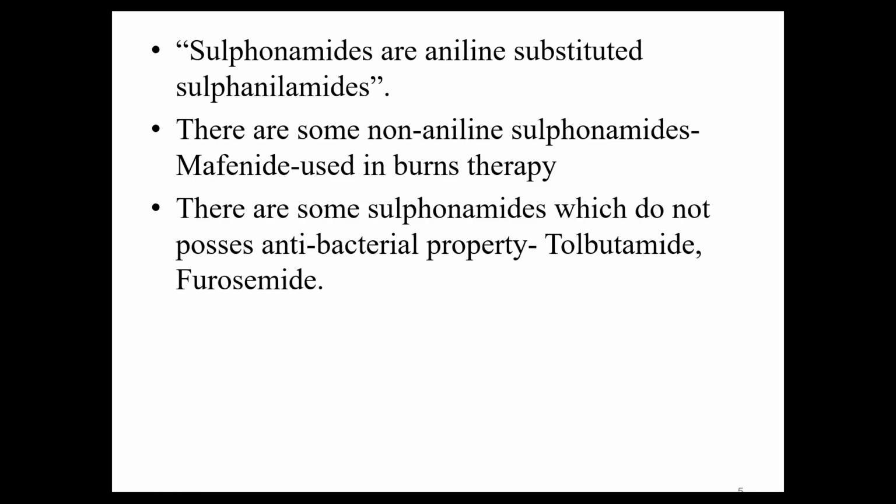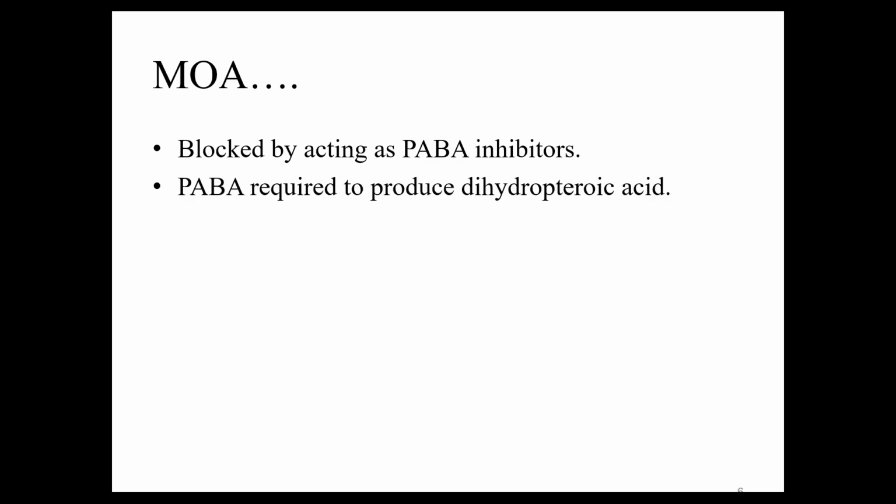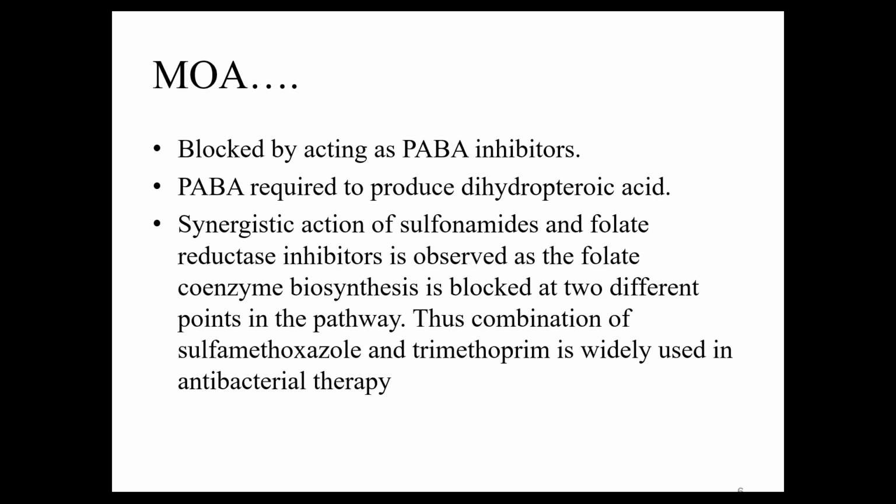We have already covered all this. We just now discussed the mechanism of action. They are PABA inhibitors. PABA is required to produce dihydropteroic acid. Then there is the synergistic action of sulfonamides and folate reductase inhibitors, that is trimethoprim, which inhibits dihydrofolic acid from getting converted to tetrahydrofolic acid.